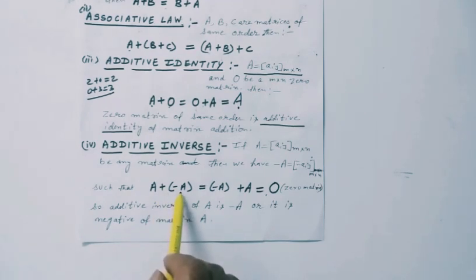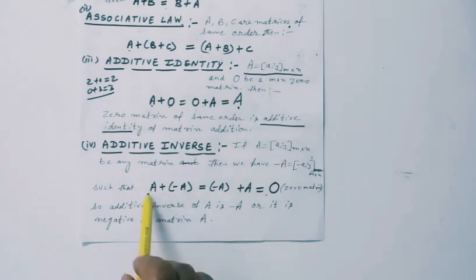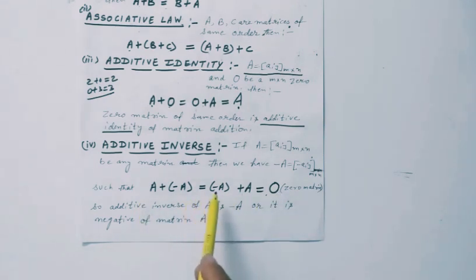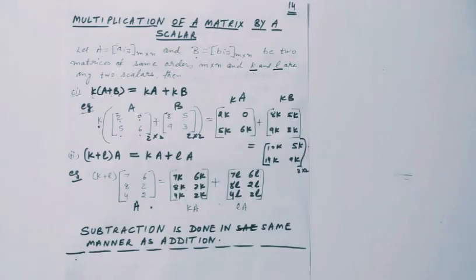What is negative of A? Negative of A is a matrix obtained by changing the signs of every element of A. So definitely when you add A and minus A, you will get a 0 matrix, and hence the additive inverse of a matrix A is its negative matrix.